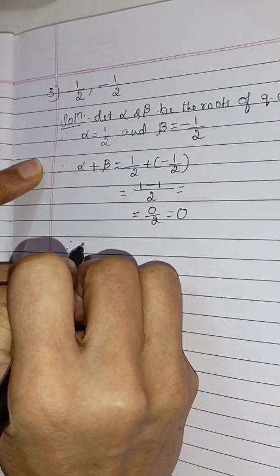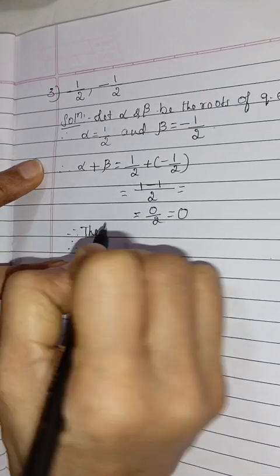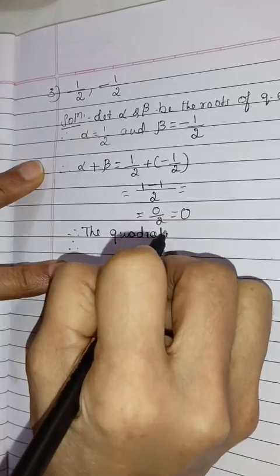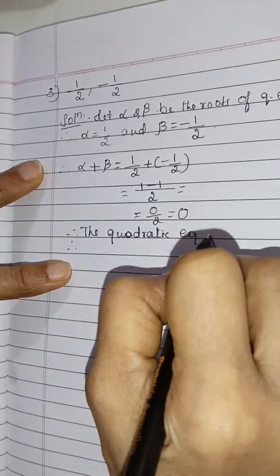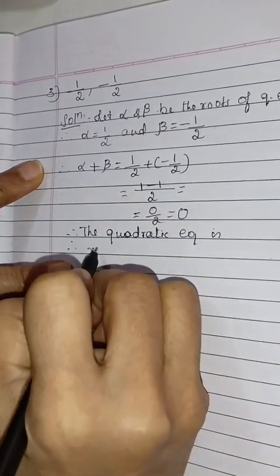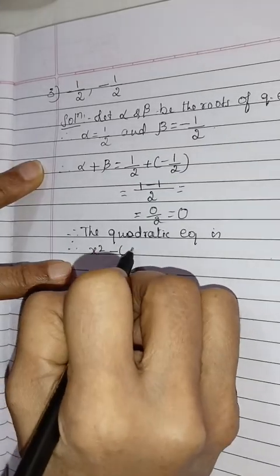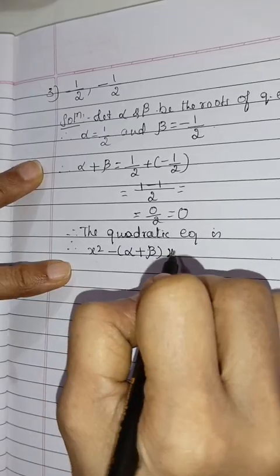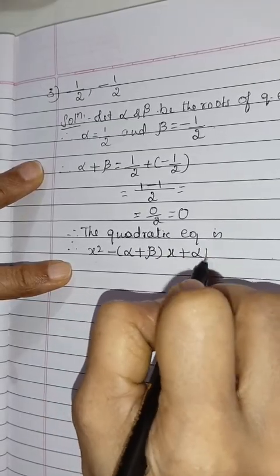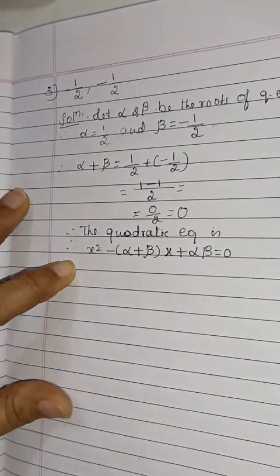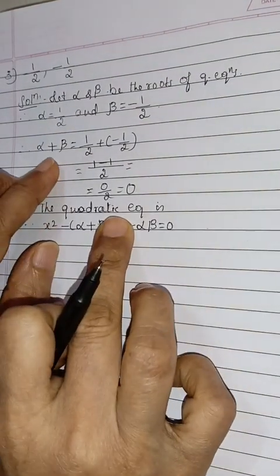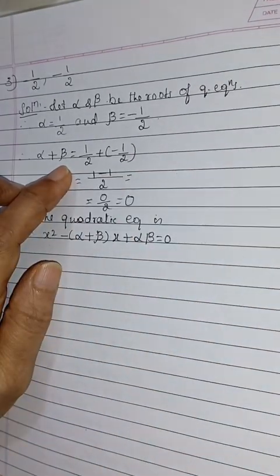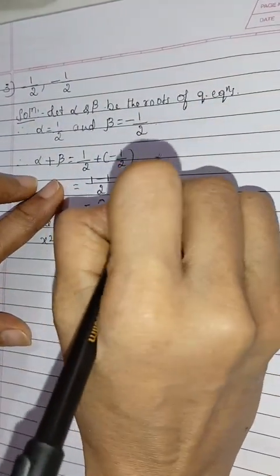Therefore the quadratic equation is x square minus (alpha plus beta) x plus alpha beta equal to 0. Here, alpha plus beta, we have the answer 0. Alpha into beta we didn't find yet, so therefore alpha into beta we have to find now.